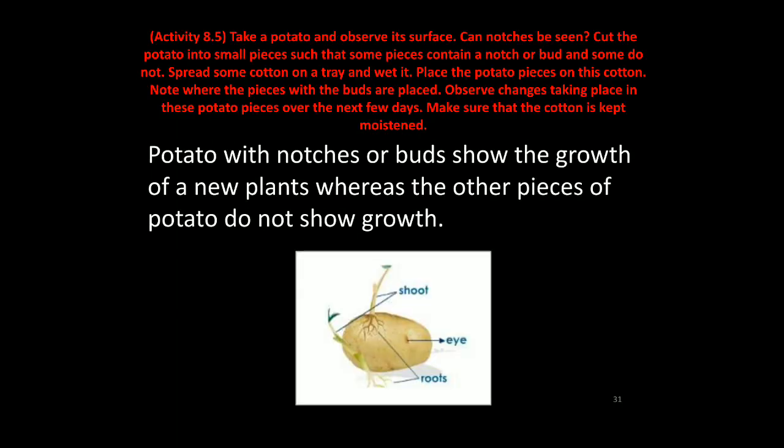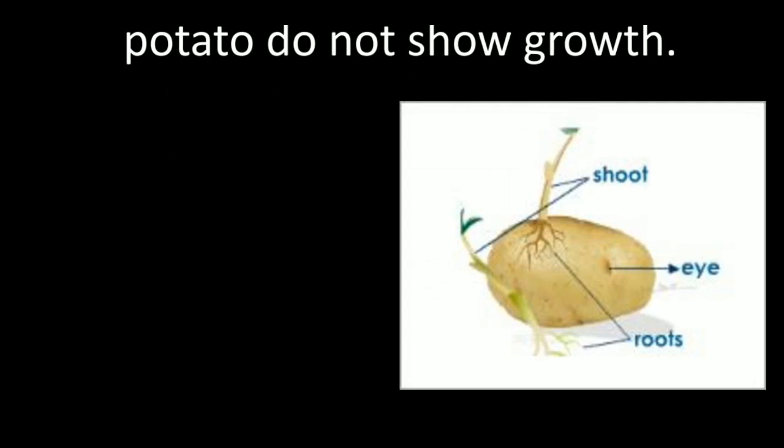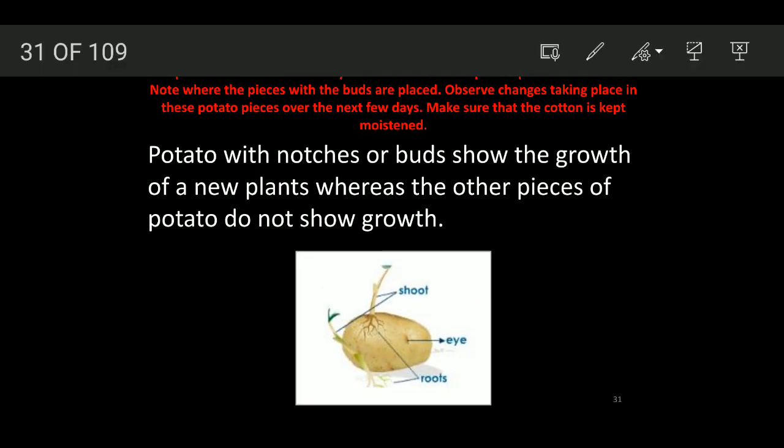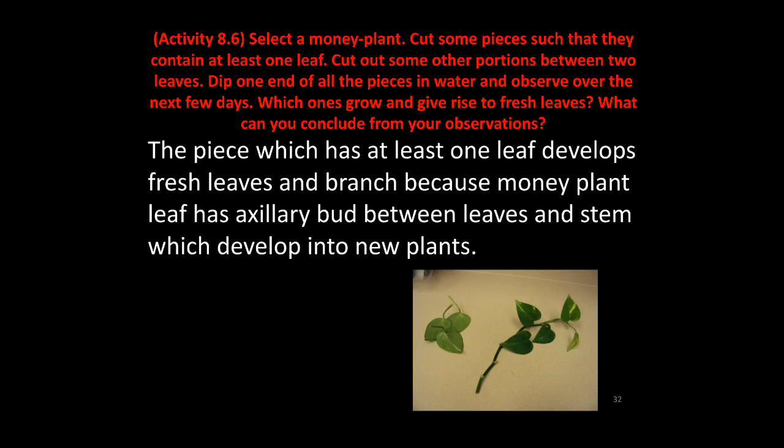Now, I told you the example of potato. Potato pieces with notches or buds show the growth of new plants, whereas the other pieces of potato do not show growth. You can see here in a potato, some knot-like structure will be there, which we call an eye. If you put that part in the mud, a new potato will come. But the other part of the potato won't work as a reproductive organ.